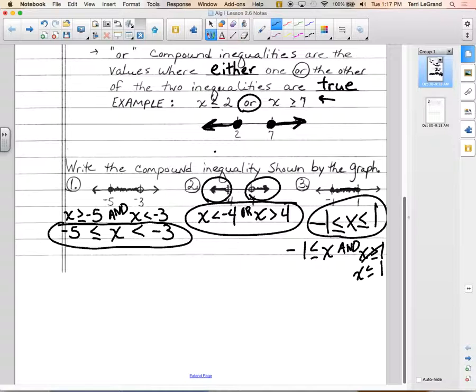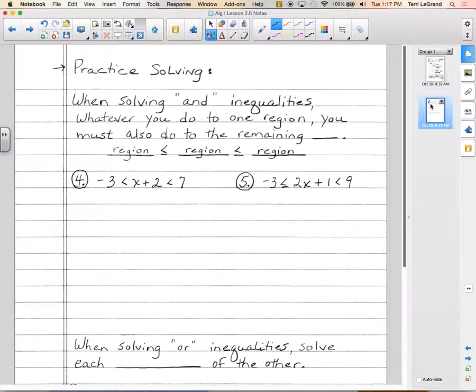Good, okay. Let's go back and start solving these then. So when you're solving and inequalities, whatever you do to one region, there aren't sides to these. We can't talk about sides. We talk about regions. So when you're solving and inequalities, whatever you do to one region, you must do to the other two. So once you decide what you're going to do to solve it, make sure you don't only do it to that part, but you do it to the other two regions also.